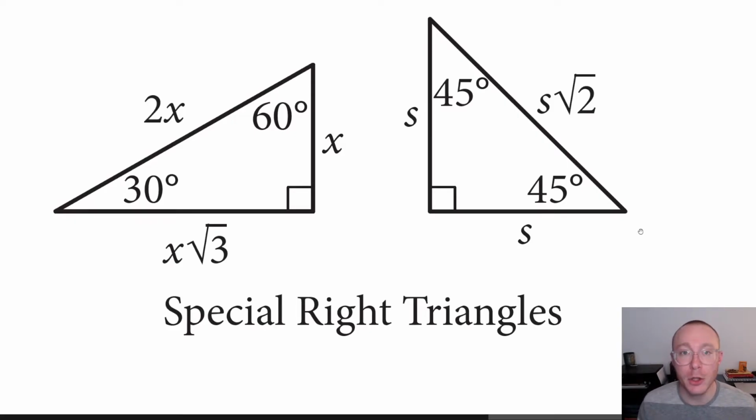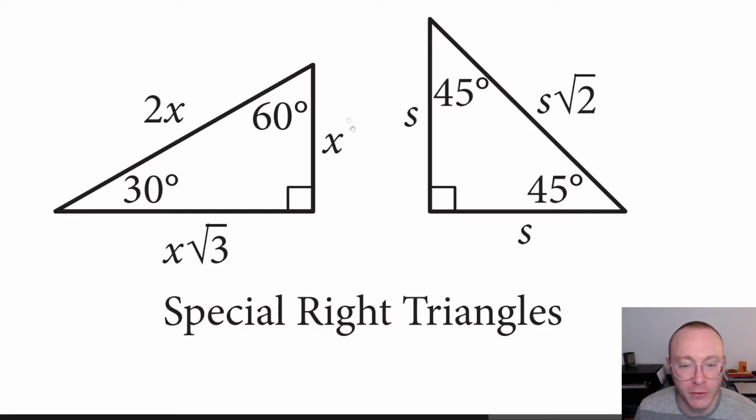So anytime you see a right triangle in any question on the SAT, you should instantly think to yourself, is it one of the special right triangles? In this case, we're going to notice some things about the sides of both special right triangles. They're trying to tell us that there is a ratio between the sides.